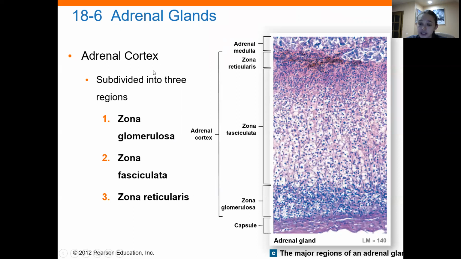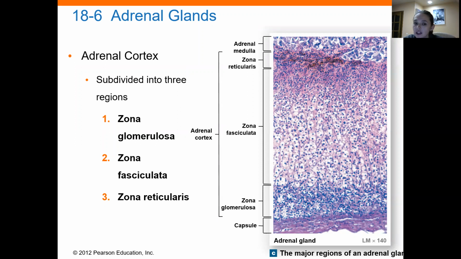The adrenal cortex consists of three regions: zona glomerulosa, zona fasciculata, and zona reticularis. Each of these zones produces hormones, which we are going to discuss a little bit later. Zona glomerulosa produces the hormone called aldosterone. Zona fasciculata produces the hormone called cortisol. And zona reticularis produces androgens.